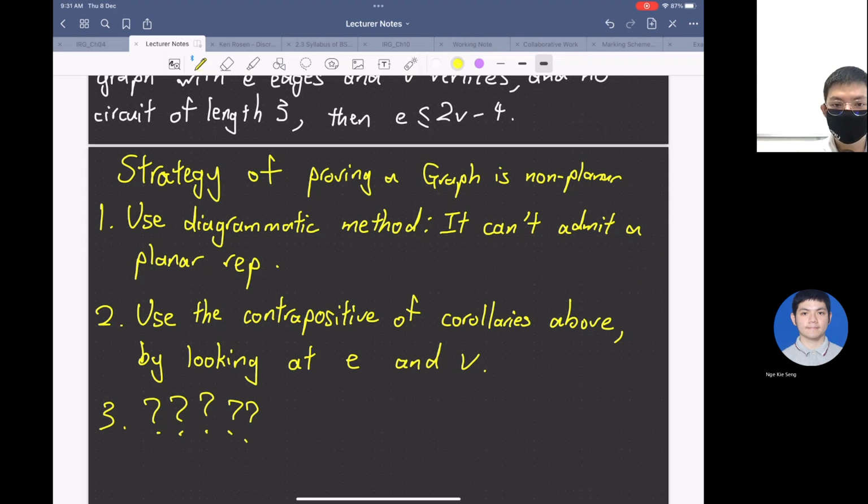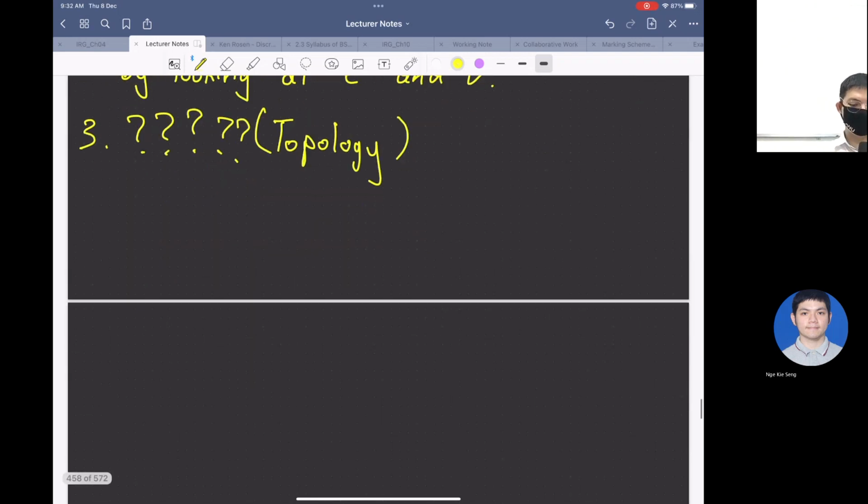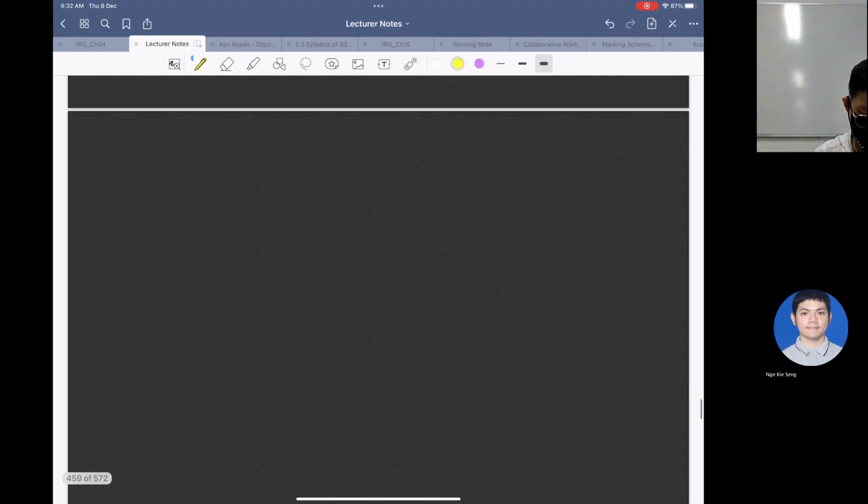Up to here, any question regarding the usage of the corollary? No? Okay. So next we will do the third method. This is what I always say about topology. So this is topology. So it's got some slight touch on topology.